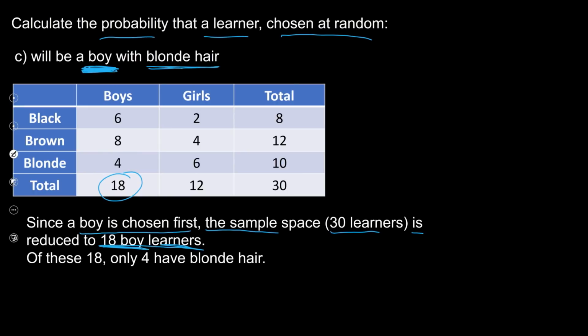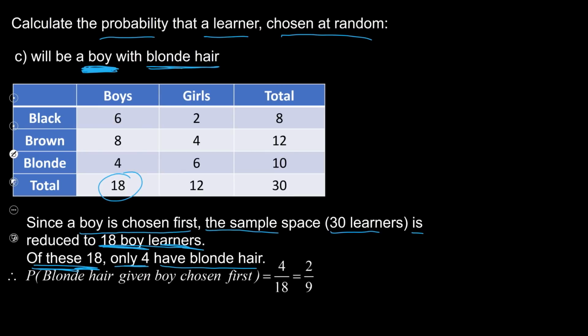Agreed? And of this 18, only 4 have blonde hair. So let's look at that. Only 4 have blonde hair. And so we get 4 out of 18, which you can leave like that, or you can write as a percentage.